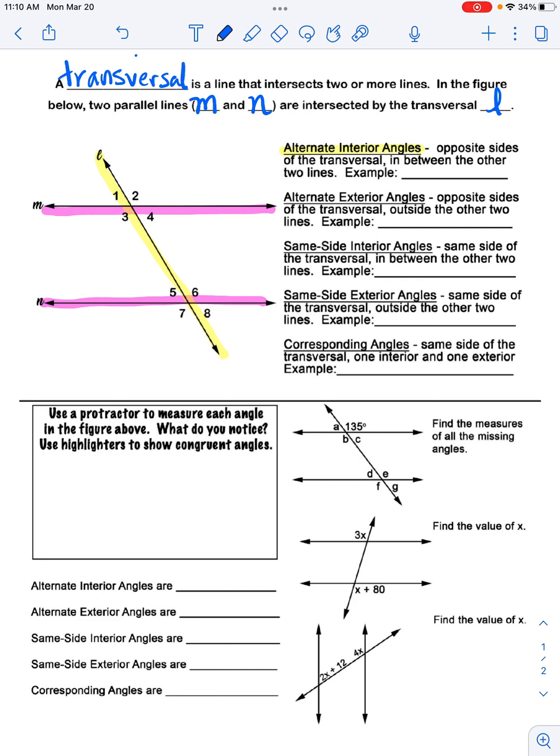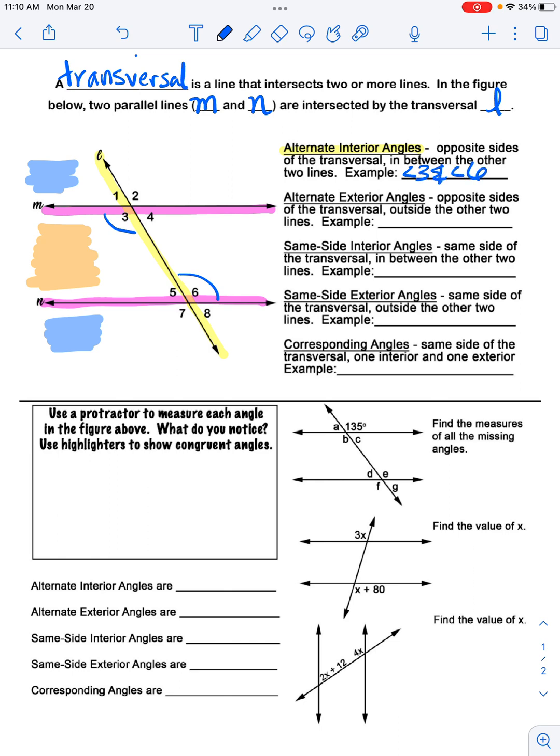It says that they're on opposite sides of the transversal, hence the word alternate, and they're in between the parallel lines, so they're like on the inside. You can think of this as being like the interior, and you can think of this as being like the exterior. So the interior angles are 3, 4, 5, and 6. And so the alternate interior angles would be like 3 and 6 or 4 and 5.